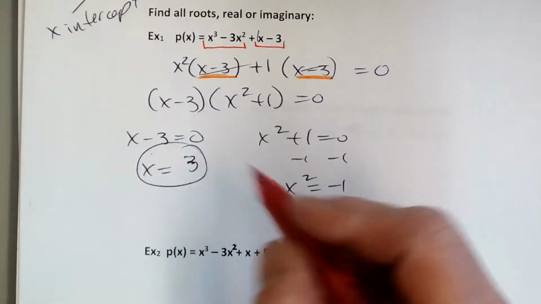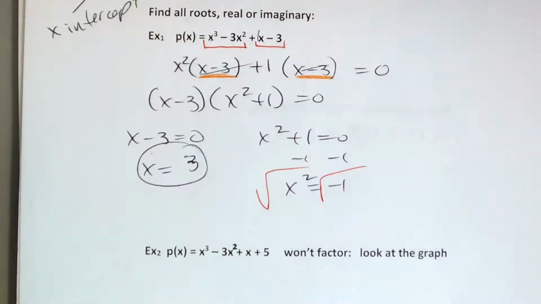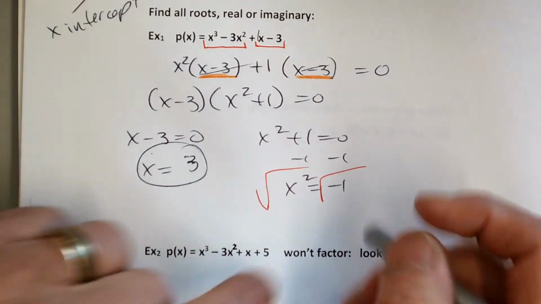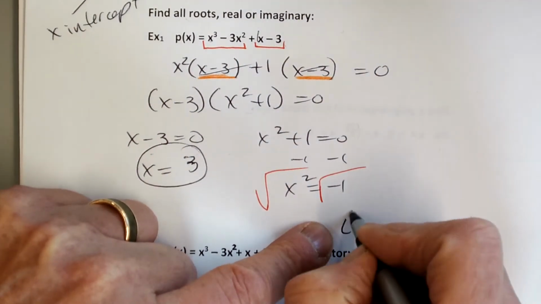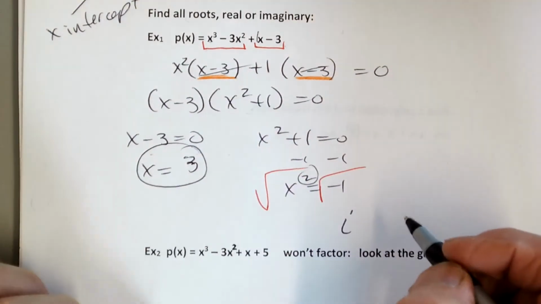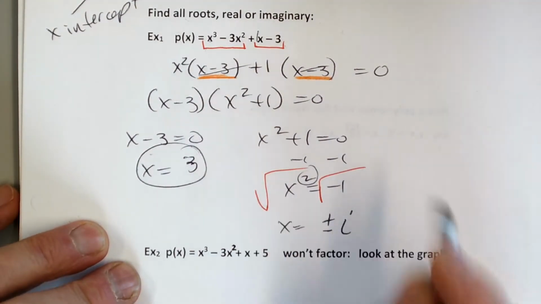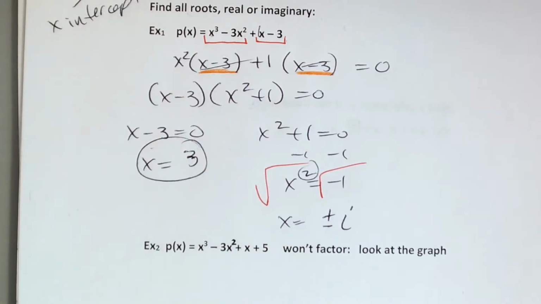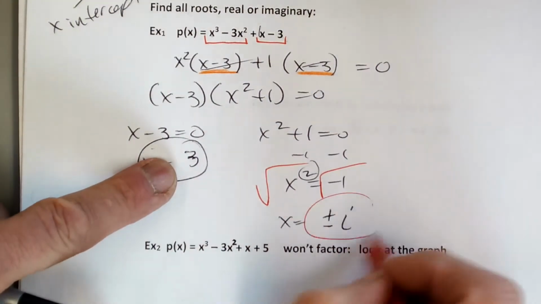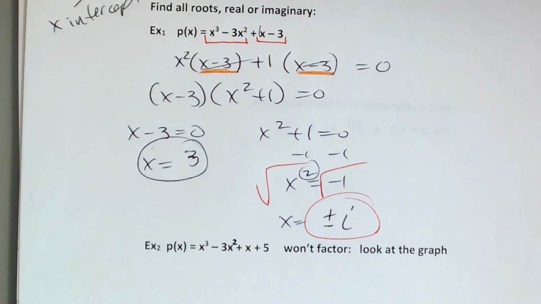Square root. And we've done this, right? We know what this is. We know the square root of negative 1 is i. It has to be 2 answers, so it's plus or minus i. And I do have 3 answers, don't I? I have 1 real and 2 imaginary, okay? How am I doing? Okay.